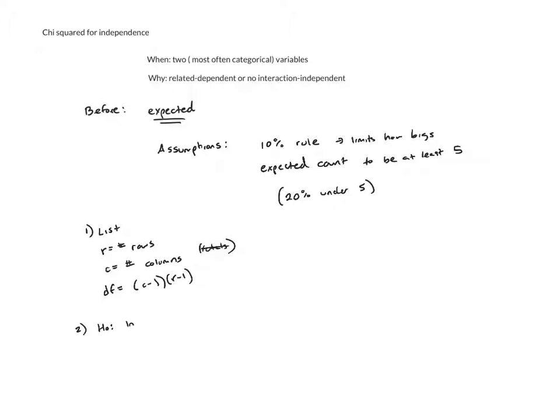After I've calculated my degrees of freedom, the next step is to go ahead and find my hypothesis. My null hypothesis is that my variables are independent. That is, I'm going in running on this idea that there's no relationship between them. I'm trying to prove the opposite, that is, I'm trying to prove they're dependent.